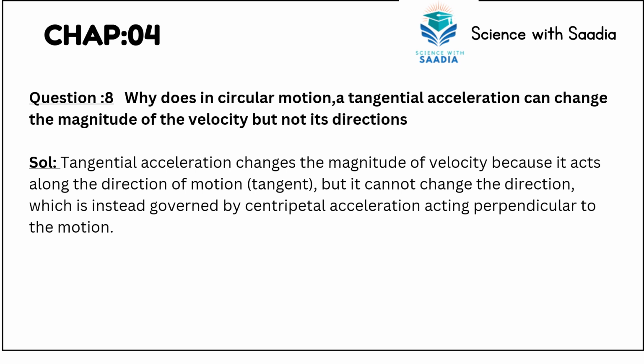So the answer is tangential acceleration changes the magnitude of velocity because it acts along the direction of the motion. जिस डायरेक्शन में मोशन हो रही होती है उसी में टेंजेंशियल एक्सेलरेशन एक्ट कर रही होती है, that is tangent to that motion, but it cannot change the direction which is instead governed by centripetal acceleration acting perpendicular to the motion. जो डायरेक्शन होती है हमारी वेलोसिटी की, that can be changed due to centripetal acceleration, लेकिन यहाँ पे हम टेंजेंशियल एक्सेलरेशन को कंसिडर करें। तो टेंजेंशियल that changes the magnitude while the centripetal acceleration changes the direction of the motion.